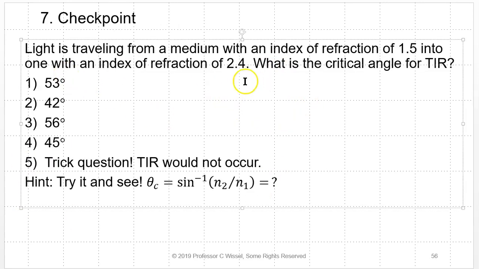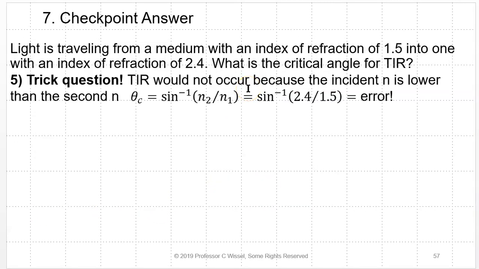Light is traveling from a medium with an index of refraction of 1.5 into one with an index of refraction of 2.4. At this point, your brain starts to say, wait a minute, there's something wrong with this question. I'm going from a lower to a higher index of refraction. TIR will not occur. This is a trick question, and this one shows up on tests, so you might want to write this in your notes and make a little sticky on it or something. TIR would not occur because the incident index is lower than the second index, and you can see that by plugging it into your calculator. You can't take the inverse sine of something greater than 1.